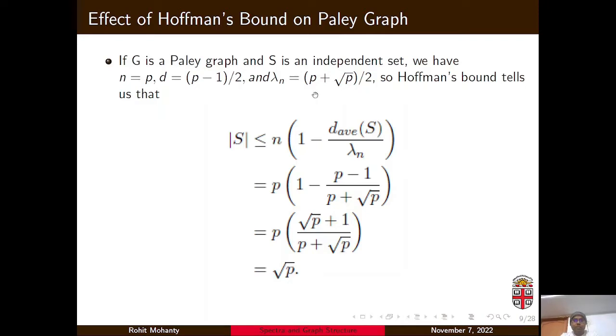So Hoffman's bound will tell us that, from the general expression for Hoffman bound, we know that mod S is less than or equal to N into 1 minus D average S upon lambda N. So if we substitute these values, we will get mod S is less than or equal to root P. It will simplify to this nifty value. So essentially we have found a bound on the size of the independent sets of Paley graphs.